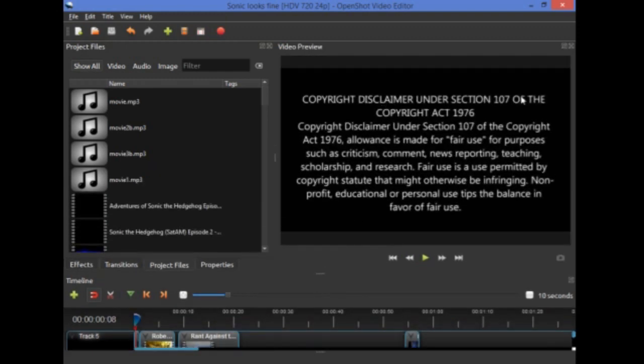Copyright disclaimer under Section 107 of the Copyright Act of 1976. Allowance is made for fair use for purposes such as criticism, comment, news reporting, teaching, scholarship, and research. Fair use is permitted by copyright statute that might otherwise be infringing. Non-profit, educational, personal use tips the balance in favor of fair use.